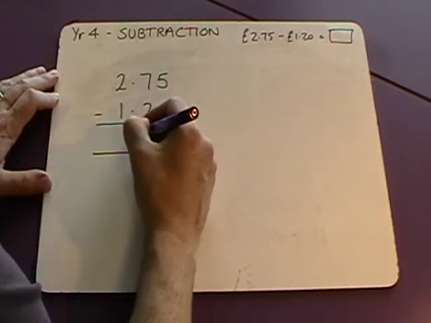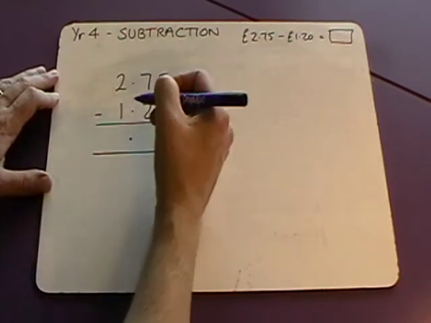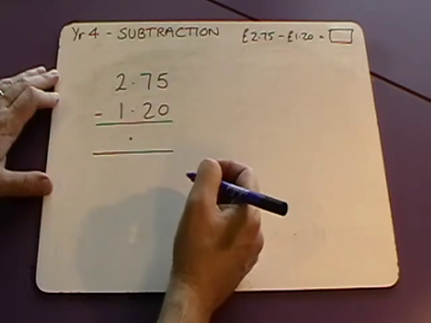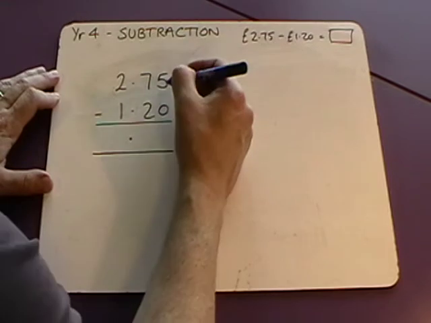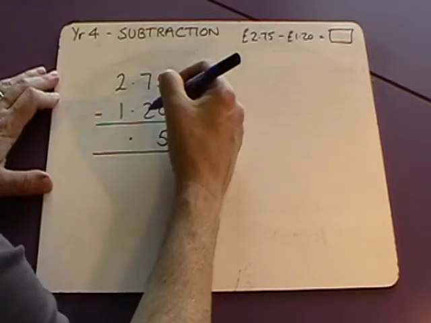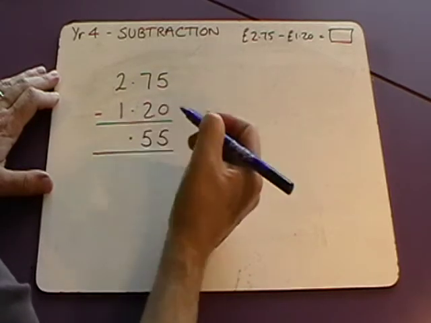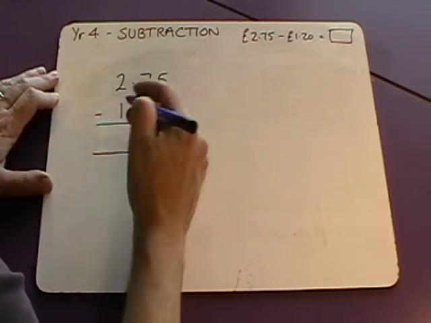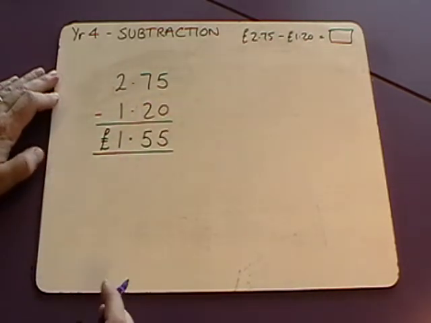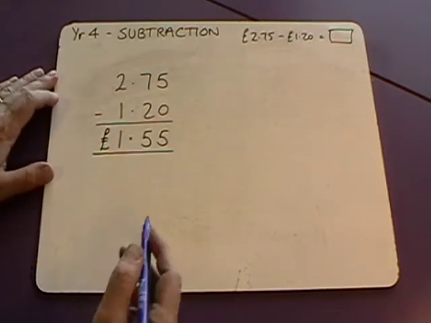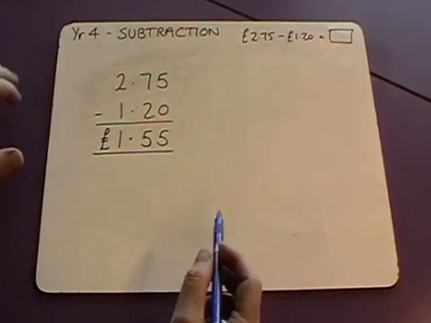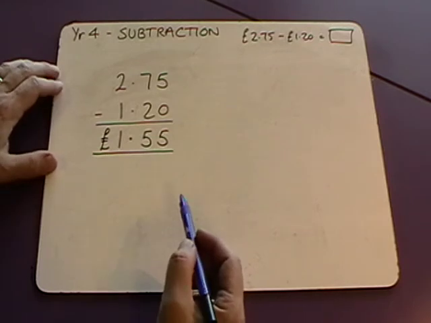Remember, with decimals, it's a really good practice to put the decimal point in, line it up with the other decimal points to begin with, so you don't forget that at the end. 5p subtract 0p is 5p, 70p subtract 20p is 50p, and then £2 subtract £1 is £1. So that leaves me with £1.55 left to spend. So that's how we subtract in year 4, column subtraction to 4 digits, and then decimals to 2 decimal places.